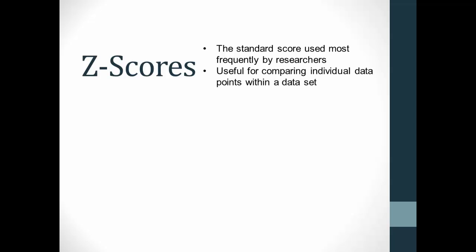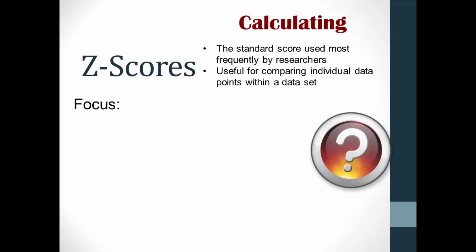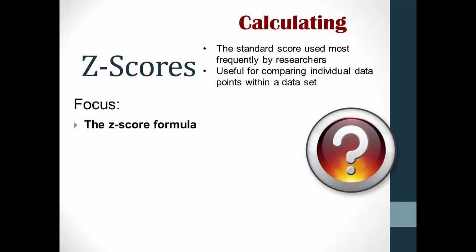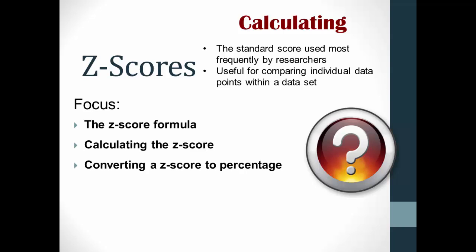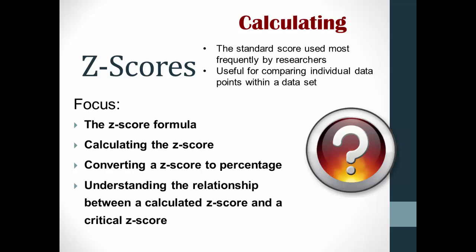Hopefully you recall that the Z-score is the standard score used most frequently by researchers, and that Z-scores are useful for comparing individual data points within a dataset. But knowing the concept is not enough. You also need to know how to calculate Z-scores. This video will focus on explaining the Z-score formula, how to calculate it, using a critical value table to convert a Z-score to a percentage, and then understanding the relationship between a calculated Z-score and a critical Z-score, or what it all means.